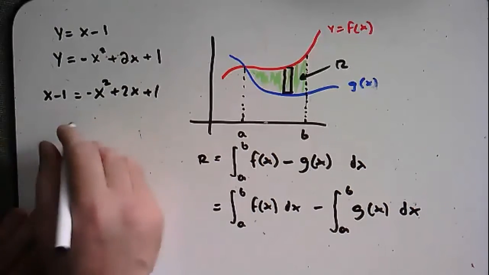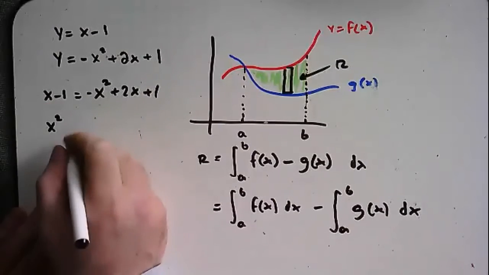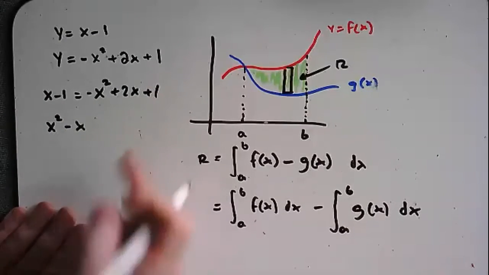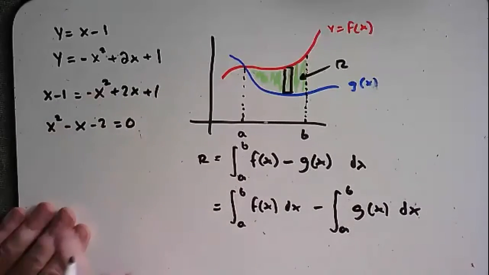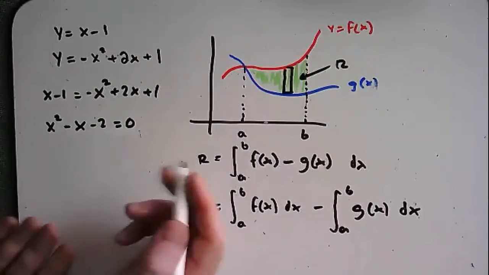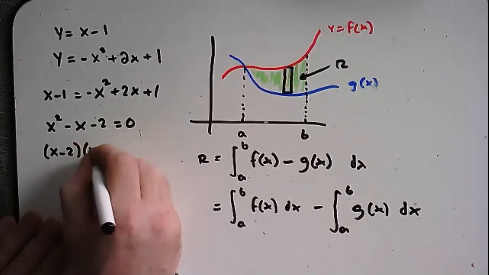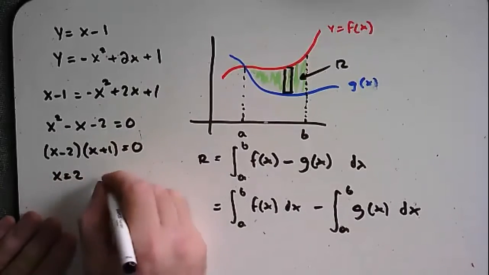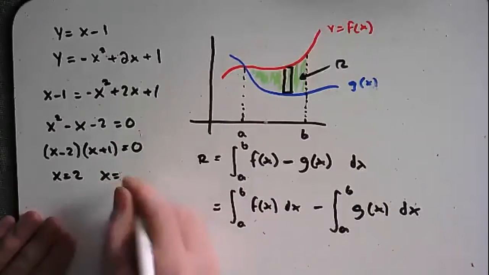So for a quadratic, I want to get all the terms on one side, so I'll add x squared to both sides. I'll subtract 2x, so that would give me negative 1x over here, and then I would subtract 1 as well. So here's my quadratic, with x squared added to both sides, 2x subtracted from both sides, and 1 subtracted from both sides. As it turns out, this one factors into x minus 2 times x plus 1. And so that tells us that x equals 2 and x equals negative 1. Those are the solutions to this equation.